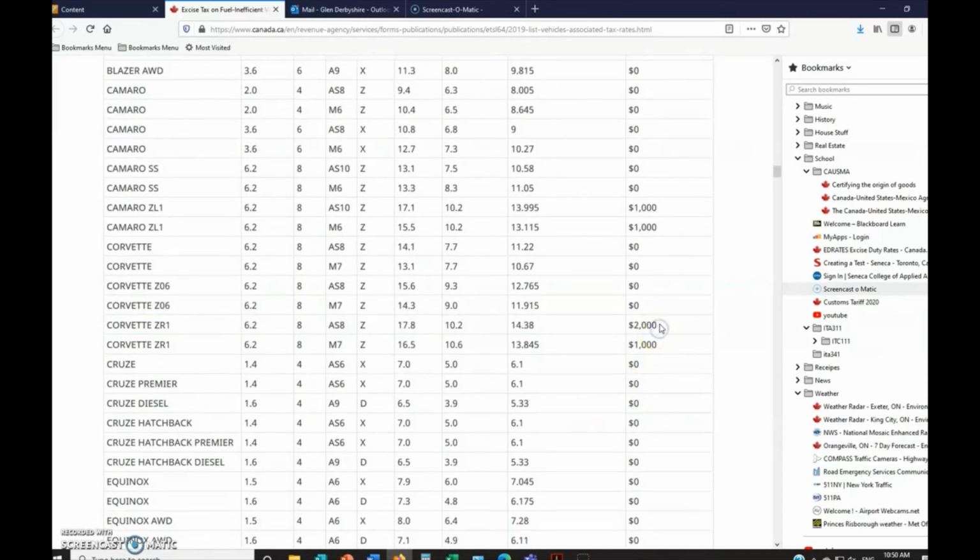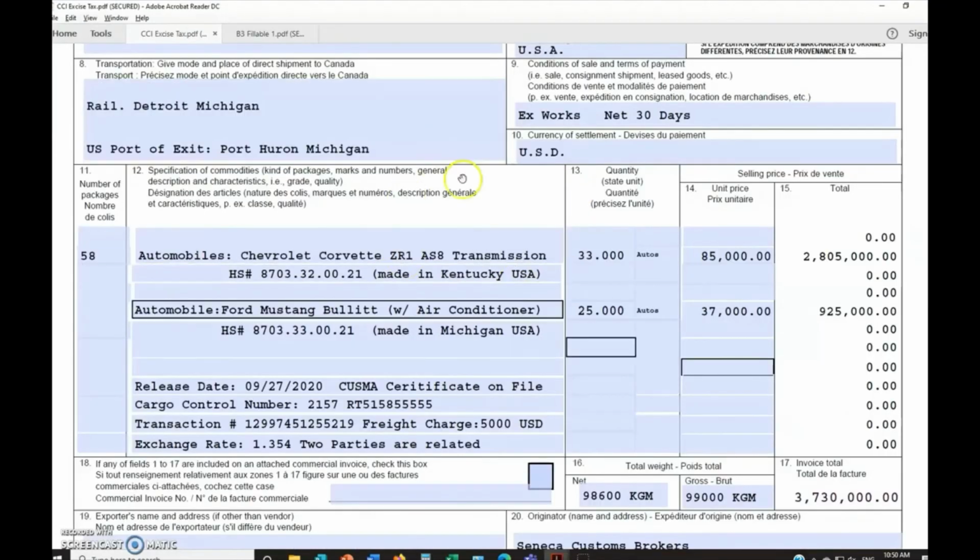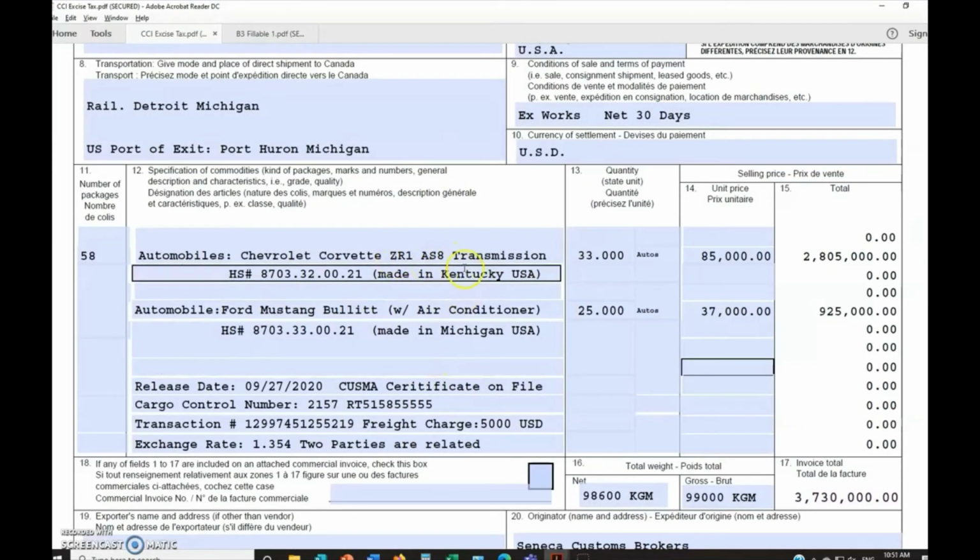$2,000. So that means for every one of these cars, this is a very expensive car, and they're very fuel inefficient because it has a high performance engine. So the car gets an excise tax of $2,000. So that means when we do the B3, the excise tax on this car is going to be $2,000.